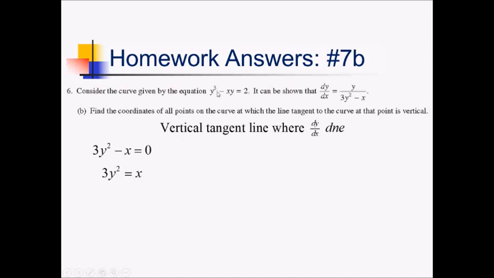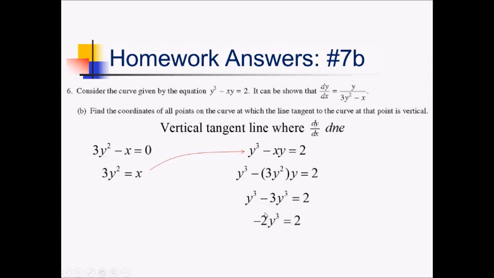Plugging that back into the original, I can write y cubed minus 3y squared times y equals 2. So just plugging back into the original here. So this is really y cubed minus 3y cubed equals 2. Subtracting these, because these are like terms, that's negative 2y cubed equals 2. I can divide by negative 2 to get y cubed equals negative 1. And then if I cube root both sides, I see that y equals negative 1.